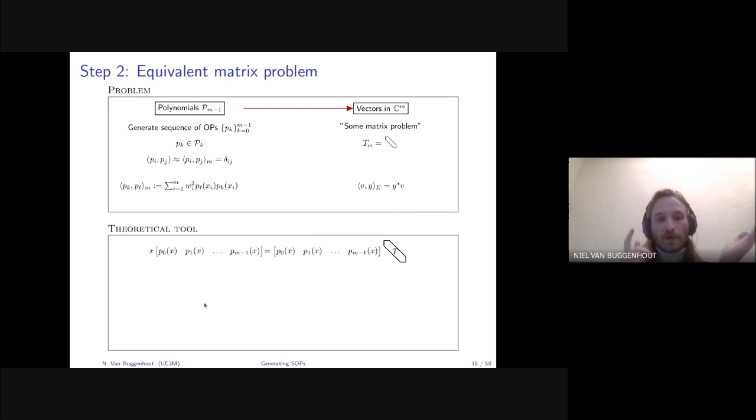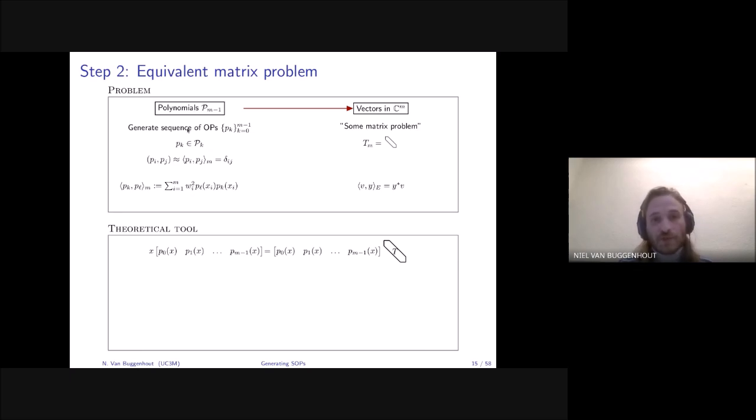That means if I plug two polynomials of degree m minus 1 or smaller into my discretized inner product, then I will get the same result as if I had evaluated it with the continuous inner product. This can be obtained by a Gauss quadrature rule, for example. And then on the left, on the problem side, on the bottom, you see the discretized inner product as we have seen it before.